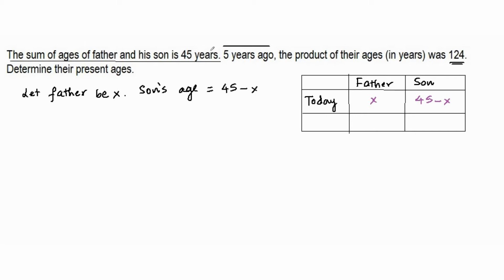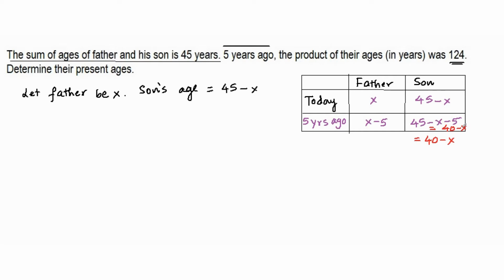Now it's given that 5 years ago. So if today their ages are x and 45 minus x, let us quickly find their ages 5 years ago. So 5 years ago, the father's age would be x minus 5, right? X reduced by 5. And son's age would be 45 minus x minus 5. So 45 minus x minus 5 is therefore going to be 40 minus x, right? So the son's age 5 years ago is going to be 40 minus x. Let us quickly add that in that particular cell. So this is going to be 40 minus x.